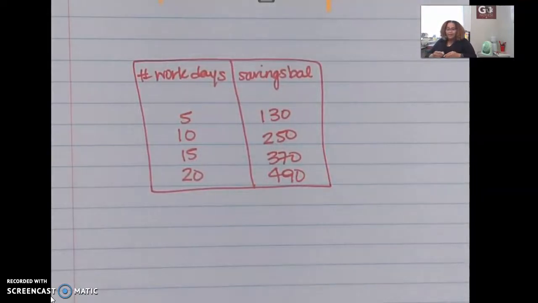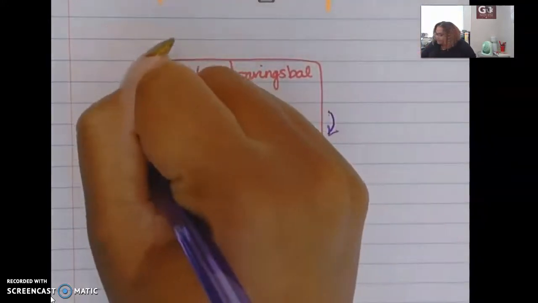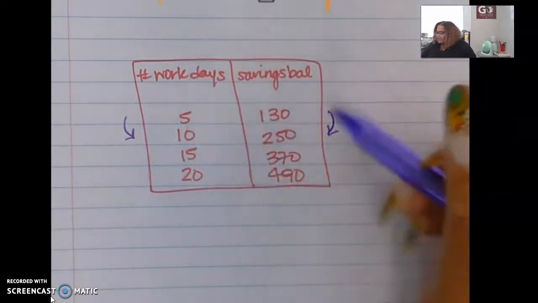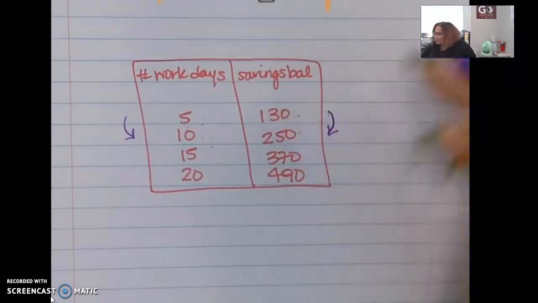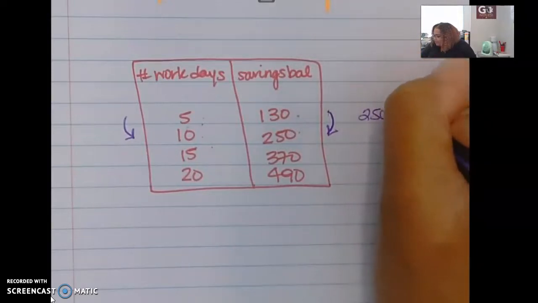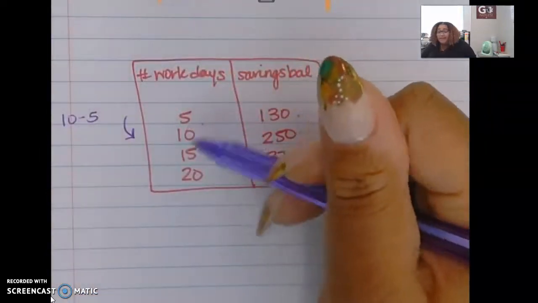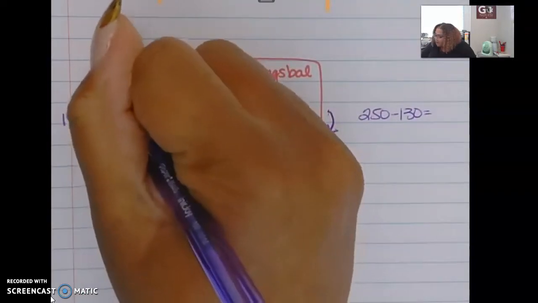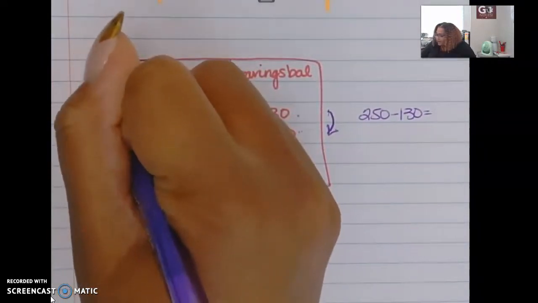So I need to find a pattern. What is the pattern from her savings balance, and then what is the pattern for her days? So for every some number of days, I get some amount of money. So from here to here, I'm going to take 250 and subtract 130, and then I'll take 10 and subtract 5. Obviously, we should know this off the top of our head. This is 5 days. So if I were to go backwards 5 days, so this is adding 5 days, this would be subtracting 5 days, I would be at 0 days. This is her start. This is her initial value.